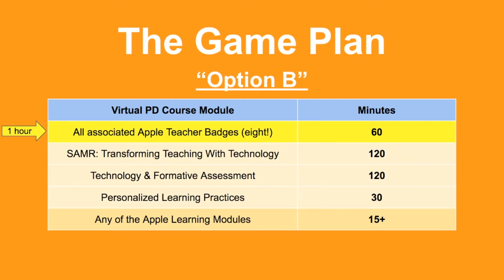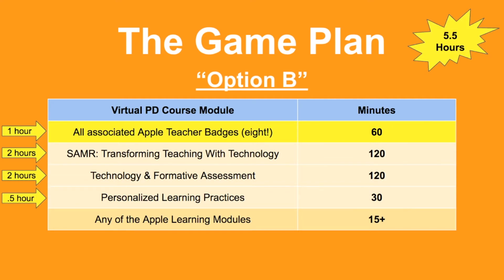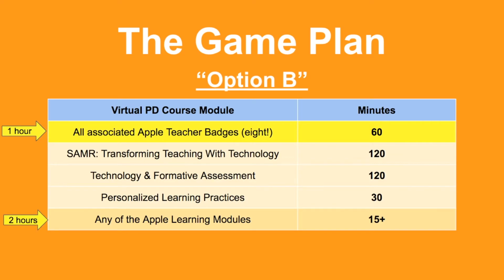That might look like your Apple badges plus SAMR plus formative assessment plus personalized learning. Or that might look like your Apple badges plus a Kite Apple module on GarageBand and another Apple module on Pages for Mac, plus SAMR plus personalized learning. So the menu is yours to own.